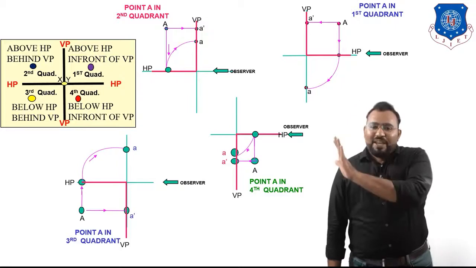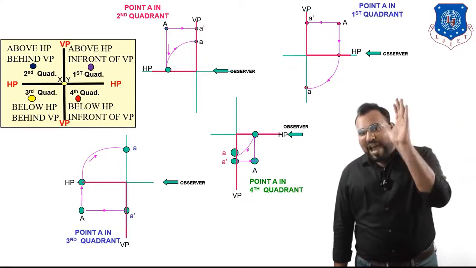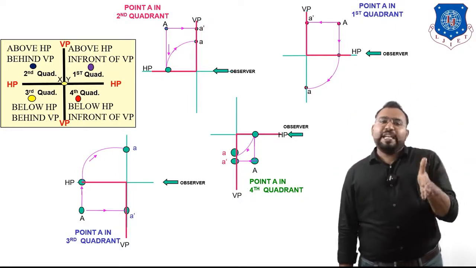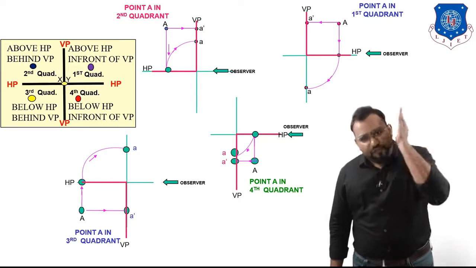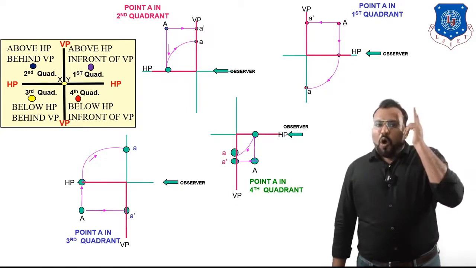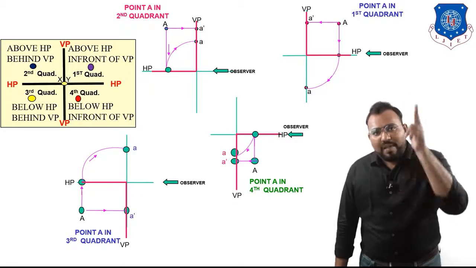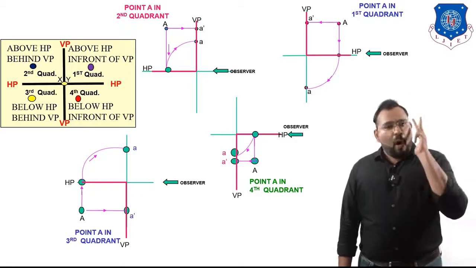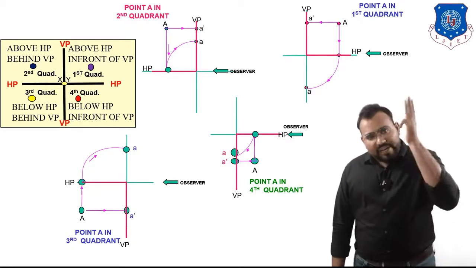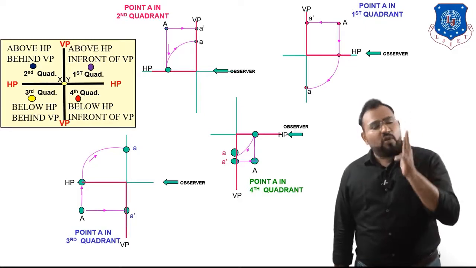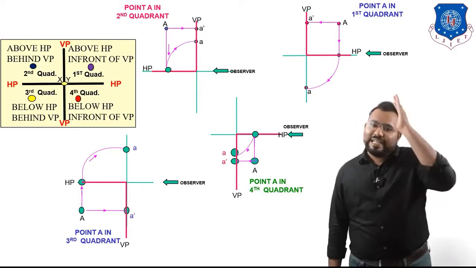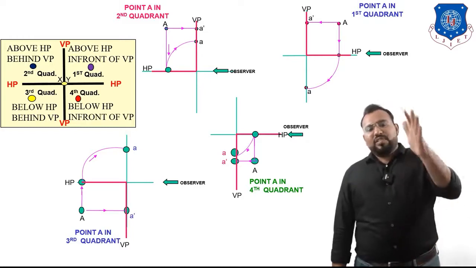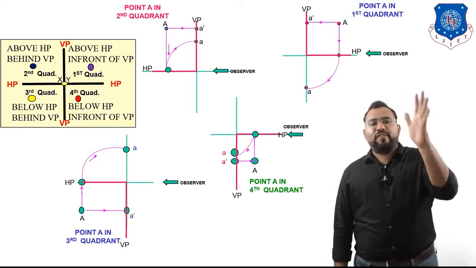Now in all four quadrant systems, you have noticed two things: the vertical plane always remains fixed. Second, the observer's direction always remains fixed. The only thing that rotates is the horizontal plane, and it is going to rotate by 90 degrees in the clockwise direction. So this is the different point in different quadrant systems.